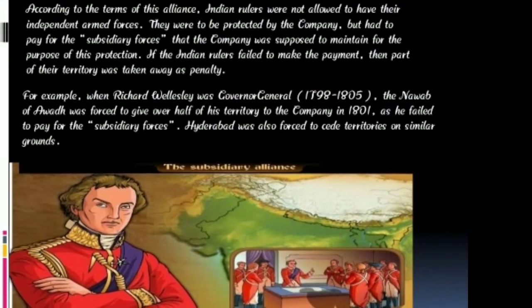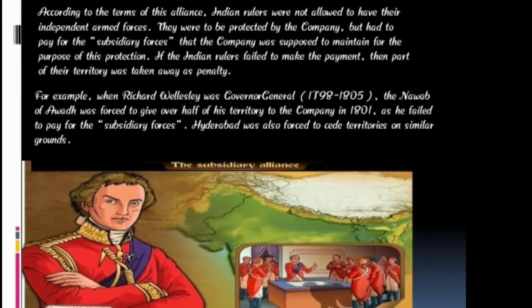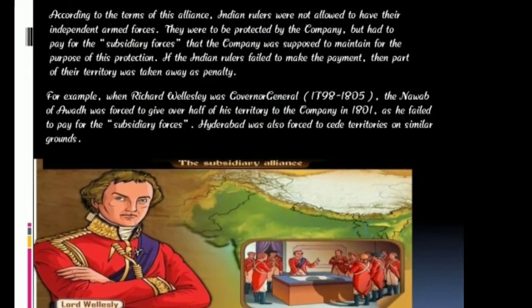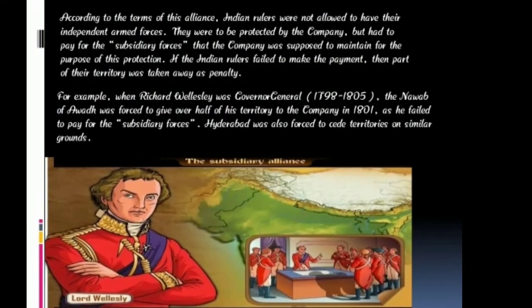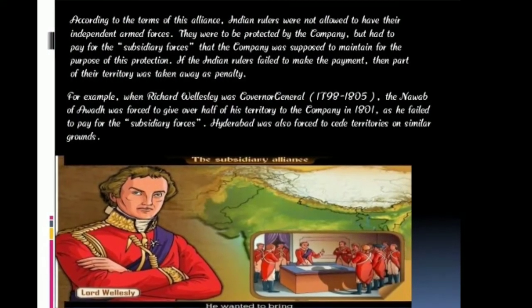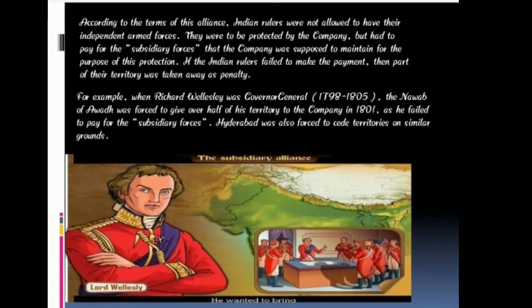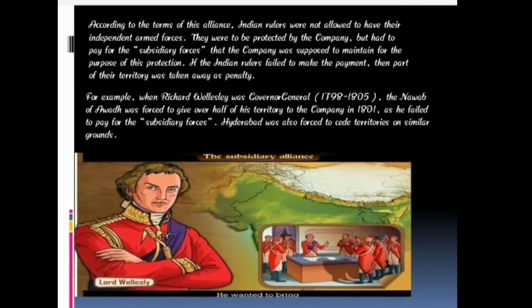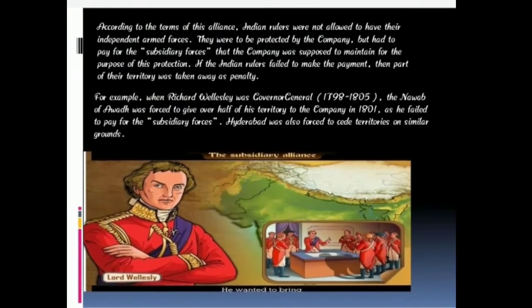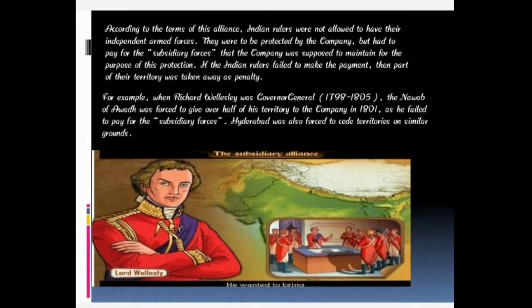When Richard Wellesley was the Governor General, the Nawab of Awadh was forced to give over half of his territory to the company in the year 1801 as he failed to pay for the subsidiary forces. Hyderabad was also forced to cede territories on similar grounds.